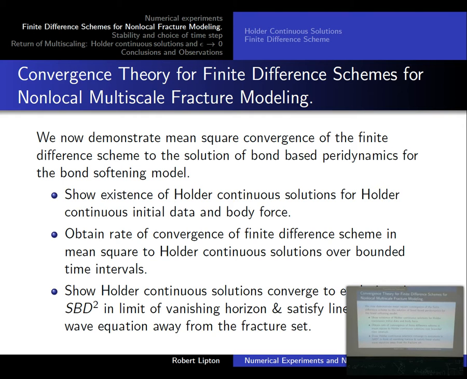So what we'll first do, in order to get estimates for convergence, is look at a slightly more regular space than L2. We'll look at Hölder continuous solutions of these peridynamic evolutions, for Hölder continuous initial data and body force. For those solutions, we'll obtain a rate of convergence of a finite difference scheme in L2 and show that it converges in L2 to the Hölder continuous solutions over bounded times. But what's also interesting is we'll show that the Hölder continuous solutions also converge to limit evolutions in SBD2 when we vanish the horizon. So it goes again to this sharp interface limit.